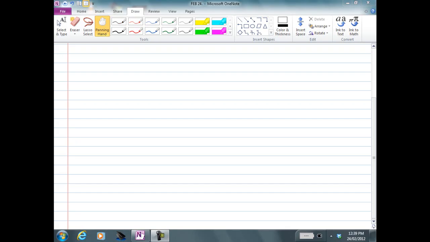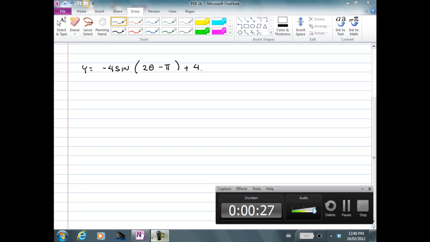Alright guys and gals, I'm going to just go over some quick graphing ideas with you. I want you to plot this: y equals negative 4 sine(2 theta minus pi) plus 4. Draw a quick sketch and label the axis for me, please. I'm going to pause it and let you have a go.